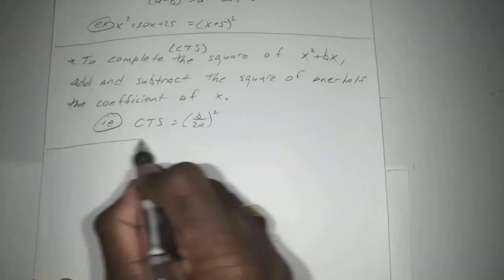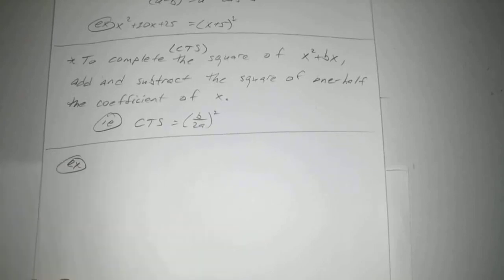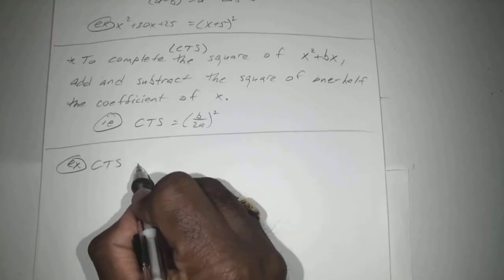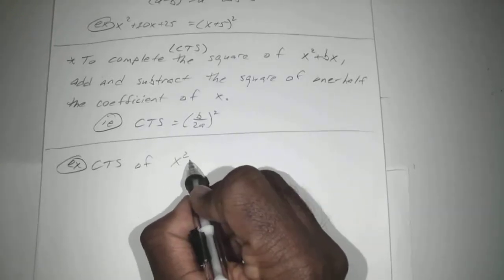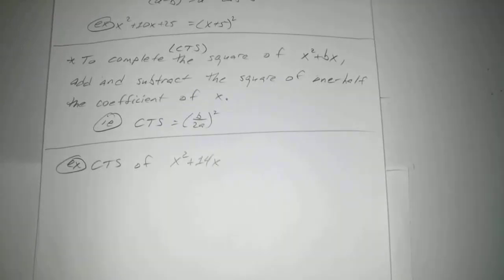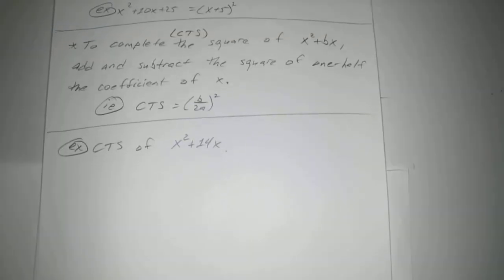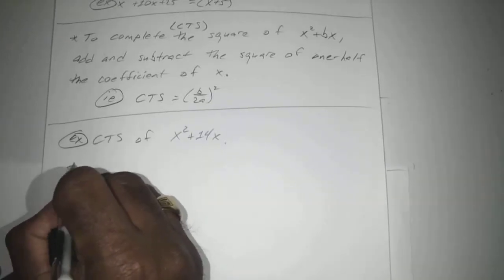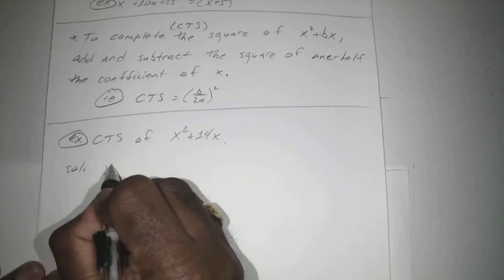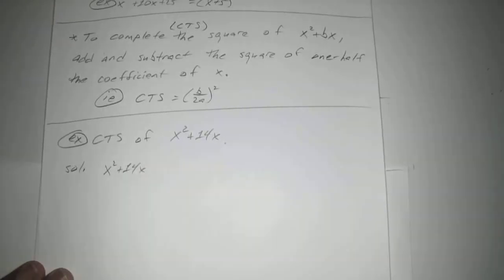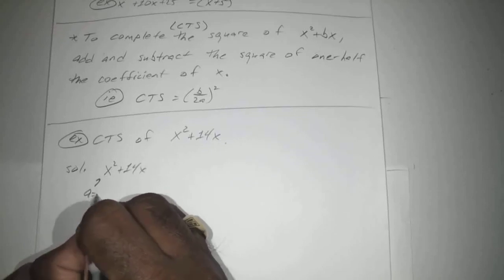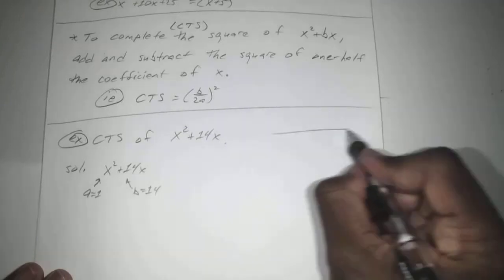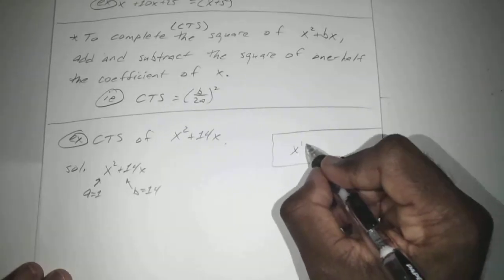Okay, so let's say for a quick example, we want to complete the square of x squared plus 14x. Now for this one, for x squared plus 14x, we know our a is equal to 1 and our b is equal to 14, because remember, it's in the form x squared plus bx.